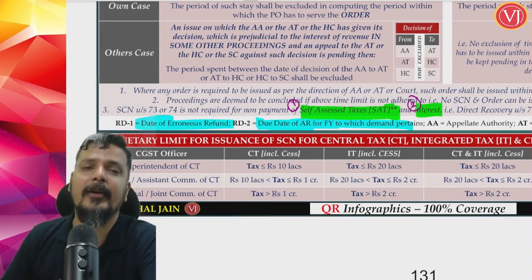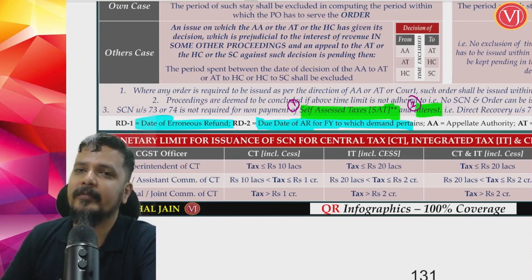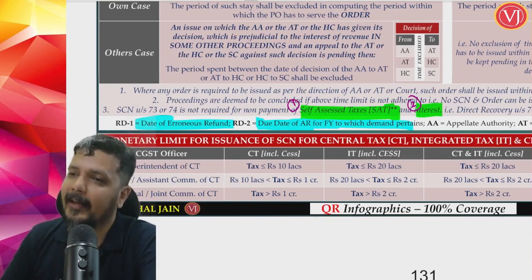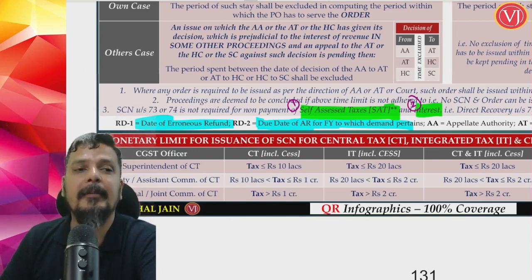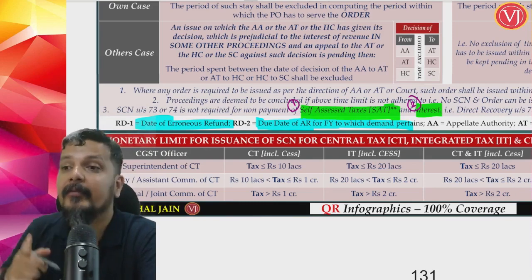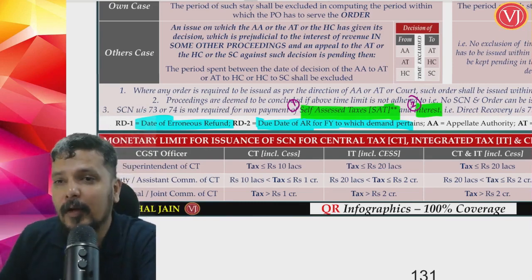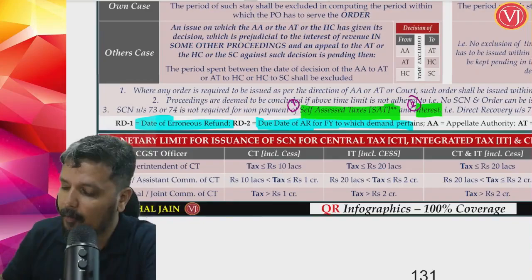Right. So for financial year 23-24, what is the time limit for giving show cause notice? Entire 2025, entire 2026, then 9 months, which means 30th of September 2027. 30th of September 2027 is the last date for giving show cause notice. 31st of December 2027 is the last date for giving order. Assuming it is a bona fide case.